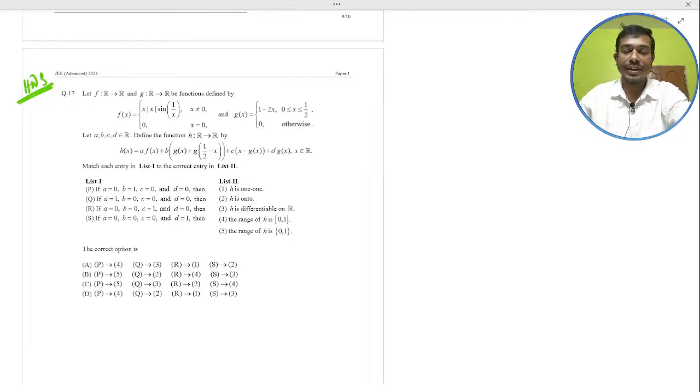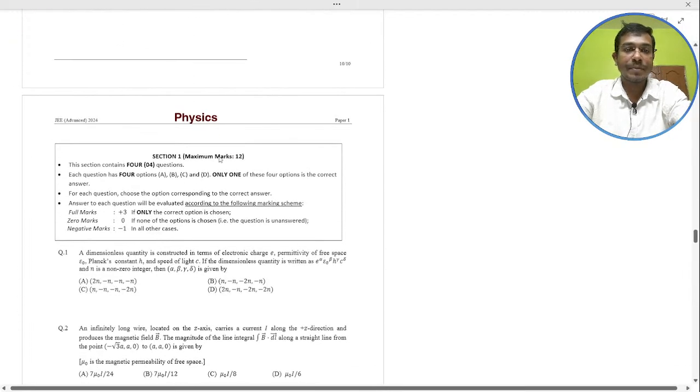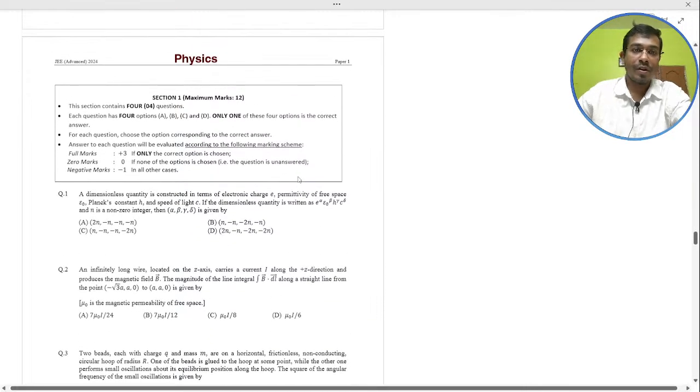So let us switch in our lecture from mathematics to physics. Physics paper 1. Only one option is correct. MCQ. First question.